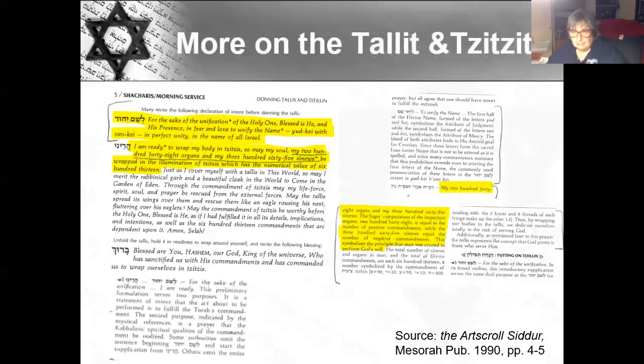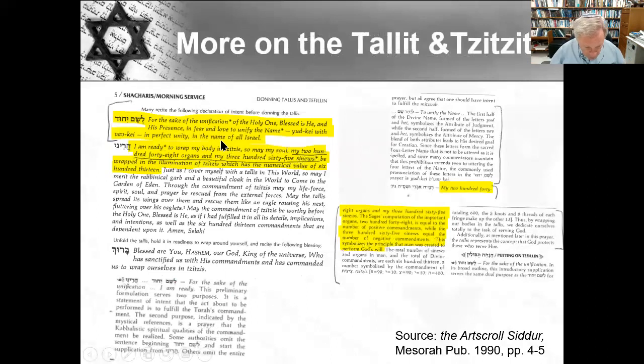Okay. Then you say, "In fear and love to unify the name Yud Kay Vav Kay." The name Yud Hay Vav Hay is so sacred, we don't even spell it out in text. We say Yud Kay Vav Kay in perfect unity in the name of all Israel. I am ready to wrap my body in Tzitzit so that my soul, my 248 organs, and my 365 sinews, which add up to 613, are wrapped in the illumination of Tzitzit, which has a numerical value of 613.